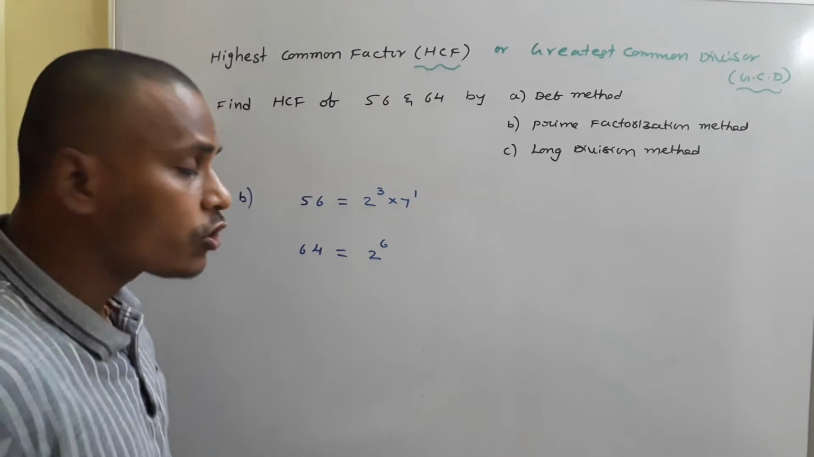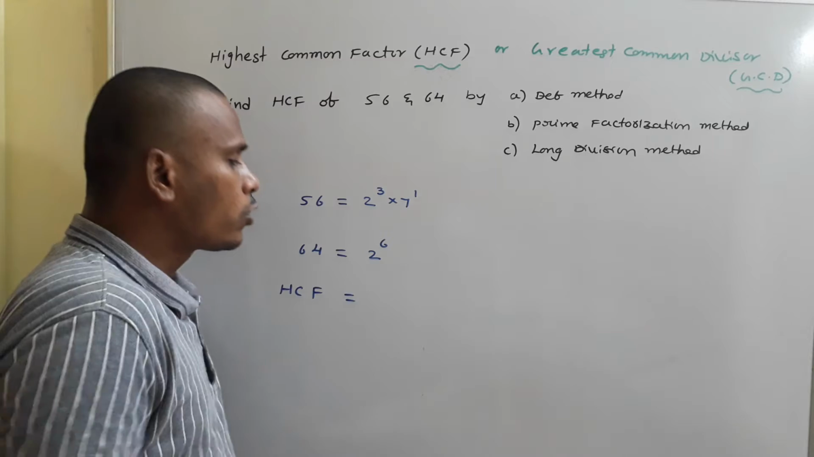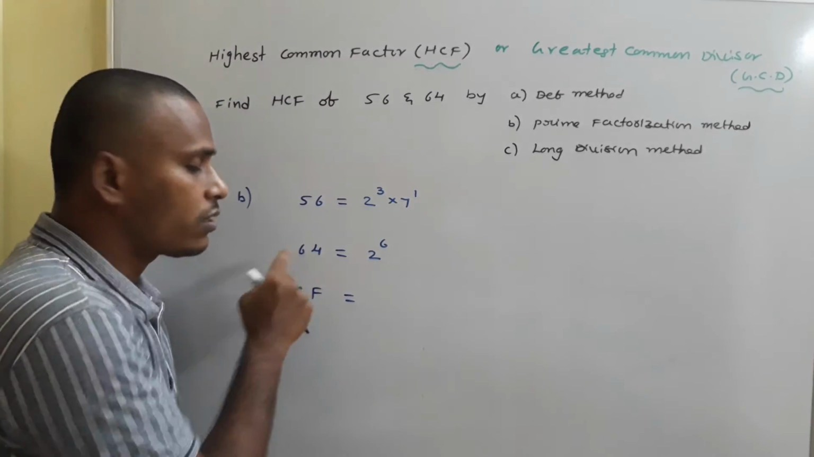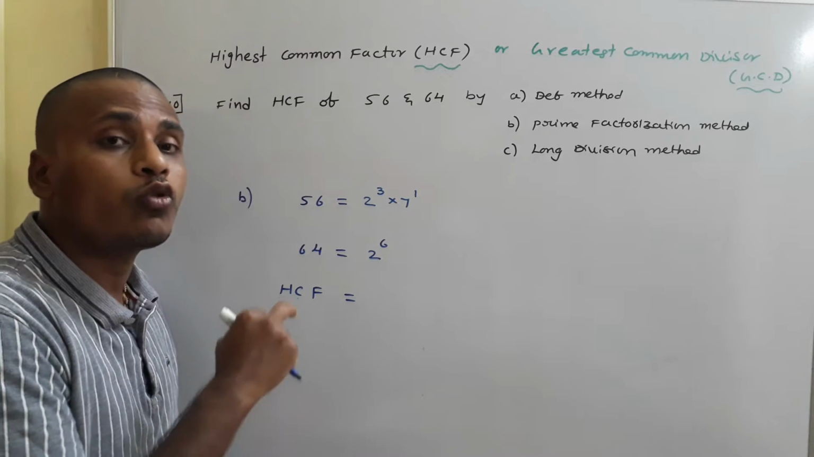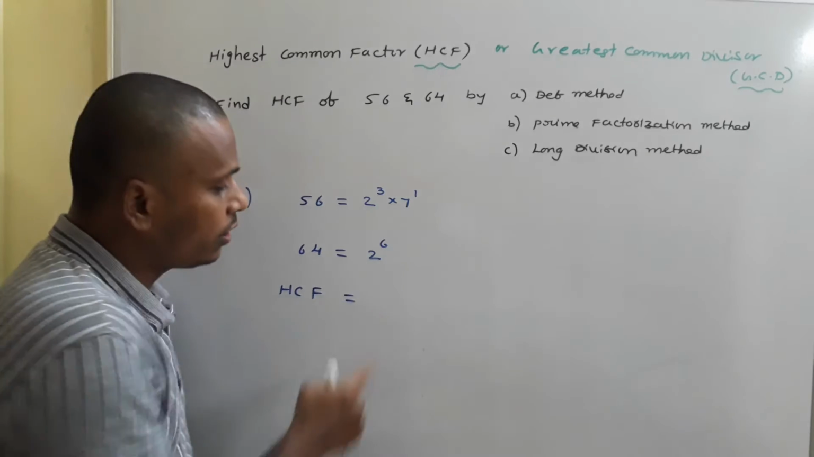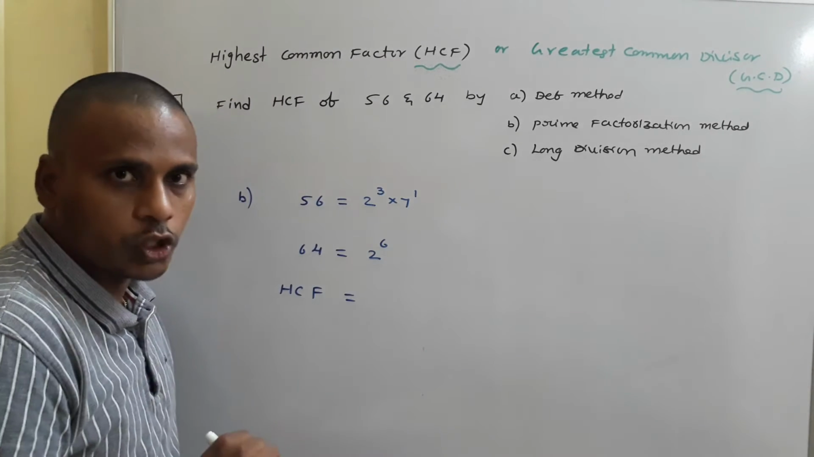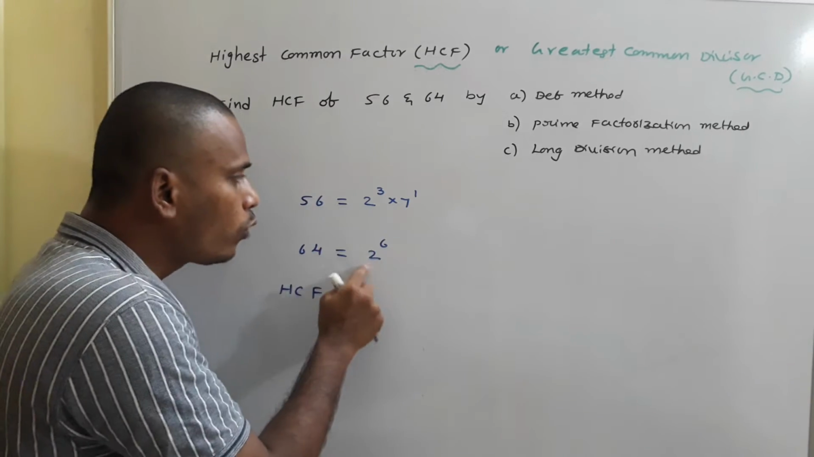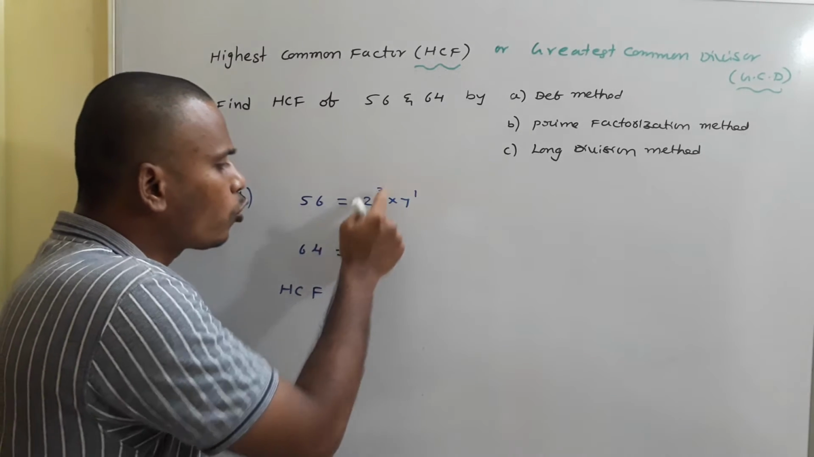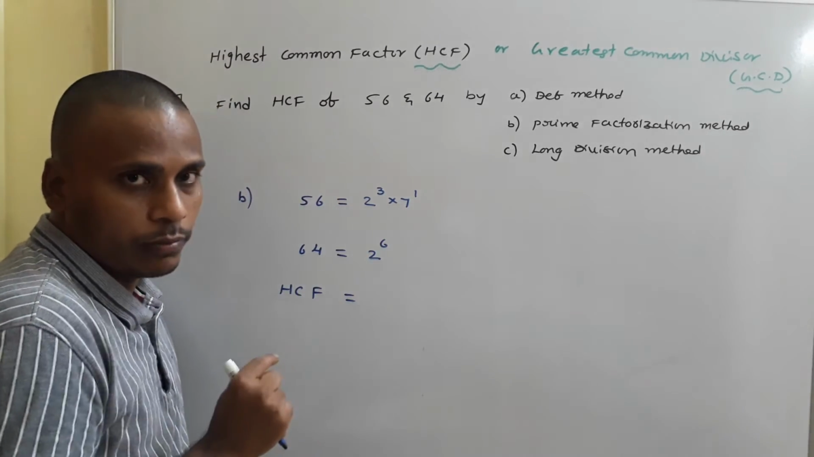And since we are searching for the highest common factor, we need to observe the common factors of these two numbers 56 and 64, and from those we need to find the highest common factor. See, 7 power 1 is involved here, but 7 is not involved here. So 7 is not a common factor for these two numbers. Whereas coming to 2, powers of 2 are involved in both. So 2 is a common factor. Here it is 2 cube and here it is 2 power 6. 2 cube is the common thing for these two numbers.